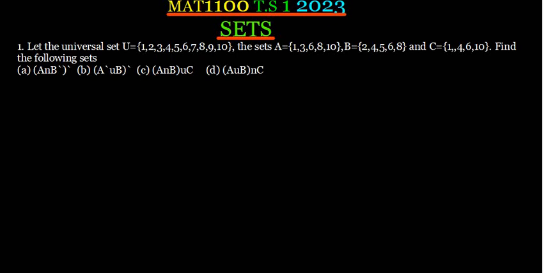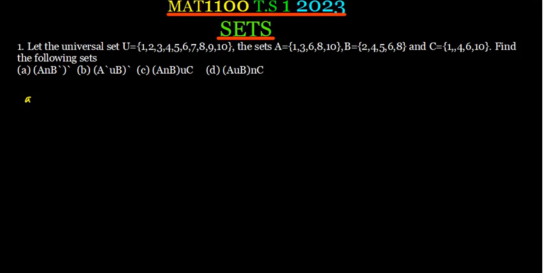In the first question, let the universal set U be the numbers from 1 to 10. The set A has elements 1, 3, 6, 8, 10, B has 2, 4, 5, 6, 8, and C has 1, 4, 6, and 10. Find the following sets. The first one we want to find is (A intersection B complement) complement.